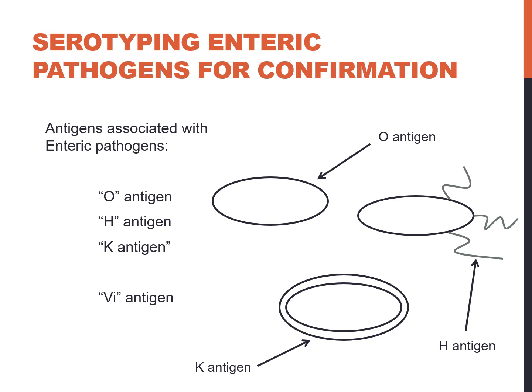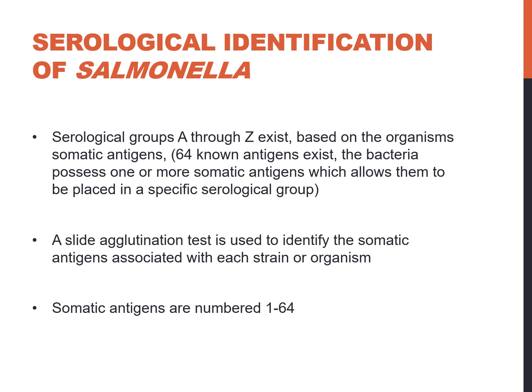We also have K antigens, which are an example of an envelope antigen that surrounds the O antigens, and it may prevent somatic serotyping. Okay, VI antigen is a type of K antigen that may actually interfere with typing of Salmonella. There are a number of serological groups for Salmonella, including groups A through Z. We can do a couple of different serotyping procedures in order to identify those antigens. There's a slide agglutination test, and you can actually number or identify those somatic antigens as numbers 1 through 64.